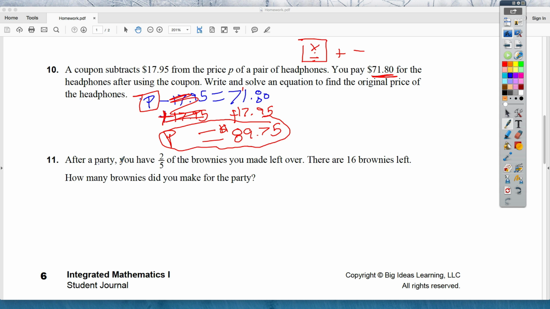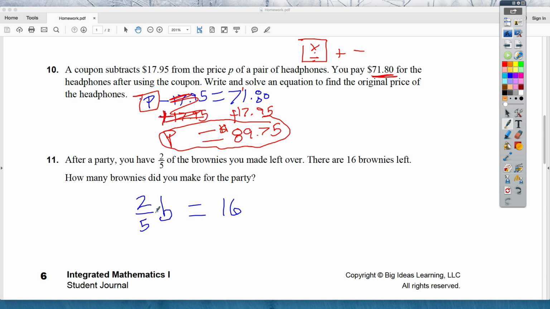Alright, now after a party you have 2/5 of your brownies left over. There are 16 brownies left over. So we know that 2/5 and 16 are talking about the same thing. The same number of brownies, the same brownies. But that's 2/5 of our brownies, and of always means times. 2/5 of our brownies equals 16.